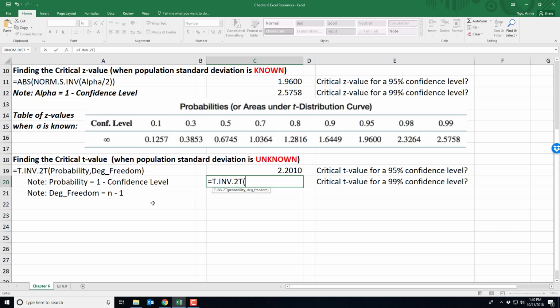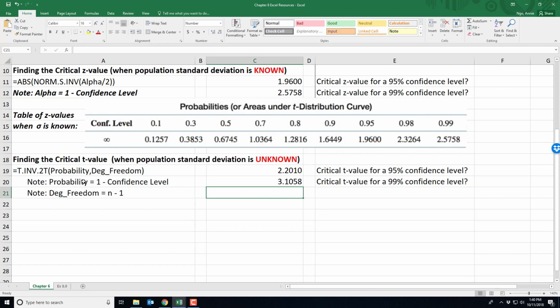At a 99% confidence level, our probability or our alpha is 0.01, comma. And again, assuming our sample size is, let's say, 12, the degrees of freedom is n minus 1, so 12 minus 1 gave us 11, close my parentheses and hit enter. And so the critical t value for this scenario would be 3.1058.